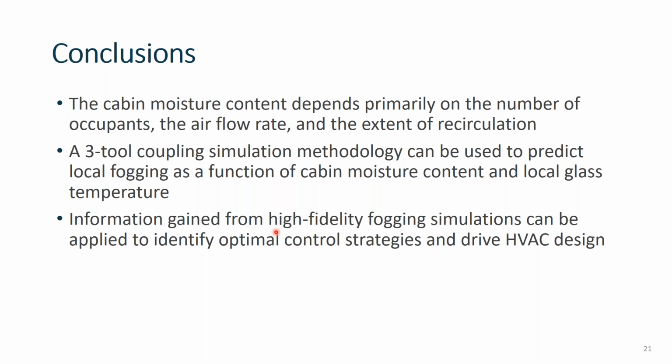Okay, so in conclusion, we saw that the cabin moisture content depends primarily on the number of occupants, the airflow rate, and the extent of recirculation. We can use our 3-tool coupling simulation methodology to predict local fogging as a function of cabin moisture content and local glass temperature. And we can use this information from these high fidelity fogging simulations to identify optimal control strategies and drive HVAC design.